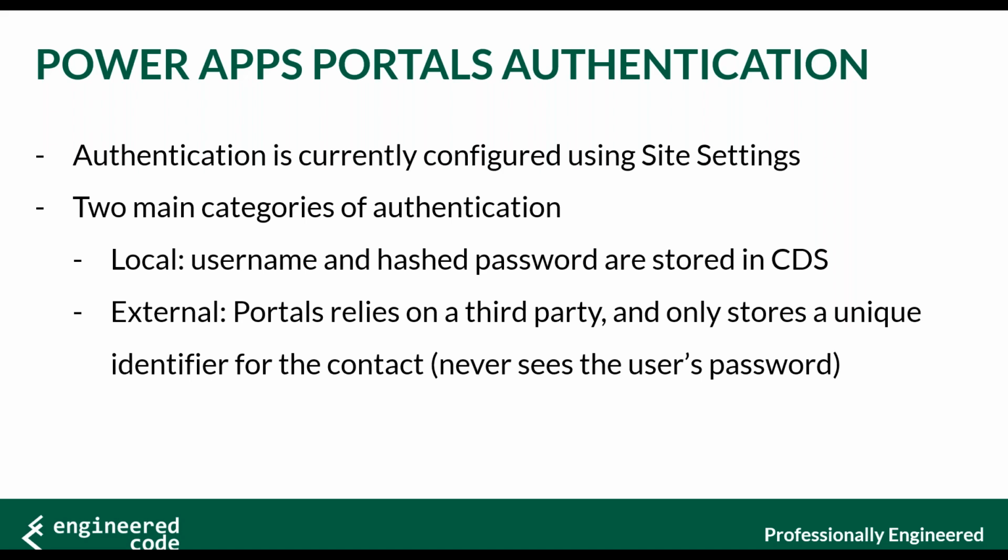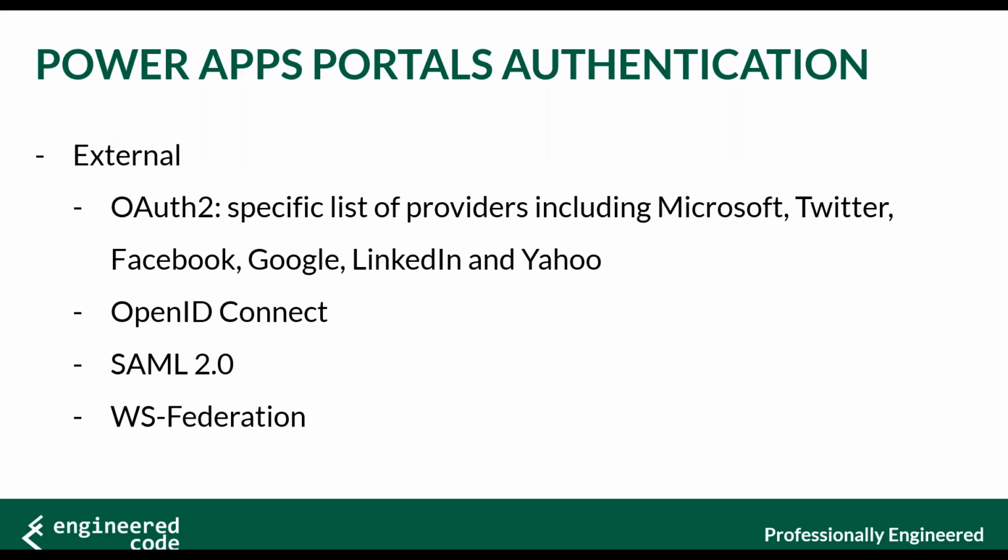So what I'm going to do is dive a little bit more into external authentication, because, as you can see from this list, there are four main types of external authentication. These are essentially different authentication protocols that Power Apps Portals supports. You can see from the list here that the protocols are OAuth 2, OpenID Connect, SAML 2.0, and WS-Federation. Many of the popular authentication mechanisms out there, like Facebook, Twitter, Microsoft, Google, LinkedIn, Yahoo, some of them will support multiple of these protocols.